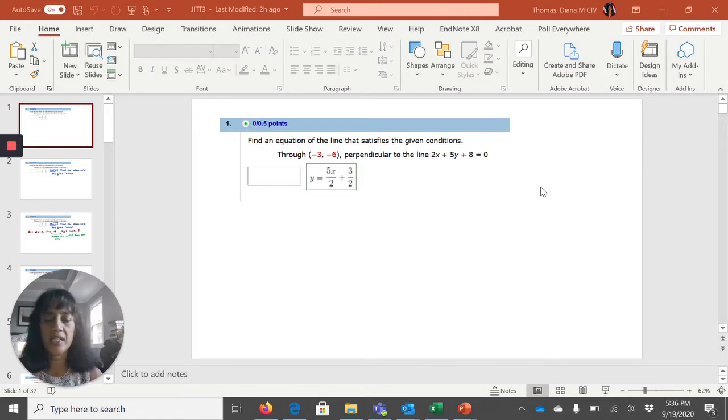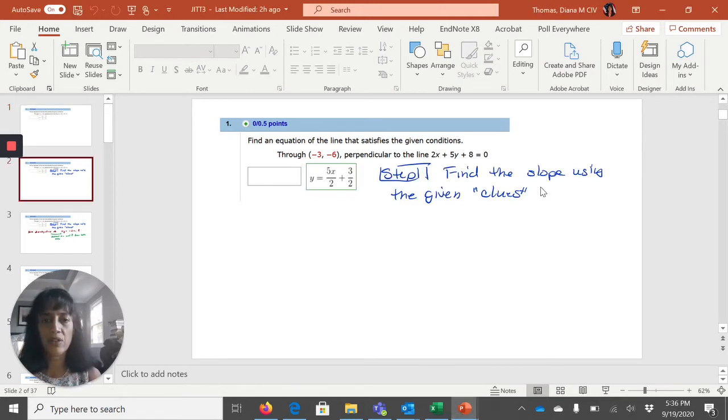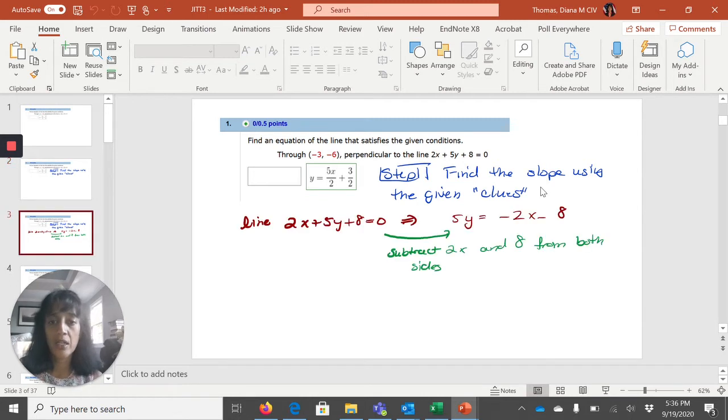So let's start with this information here. We're given the perpendicular line. So step 1 is to find the slope using the given clues. So here's the line that they gave me. I need to first get it into y equals mx plus b form. So all the x stuff and any constant has to go over to the right. So the first thing is I want to subtract the 2x and the 8 from both sides.